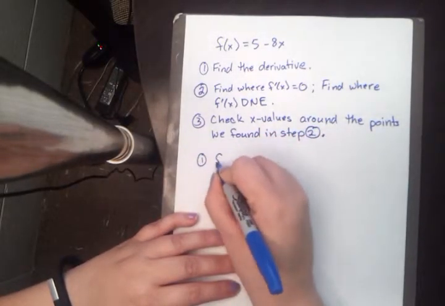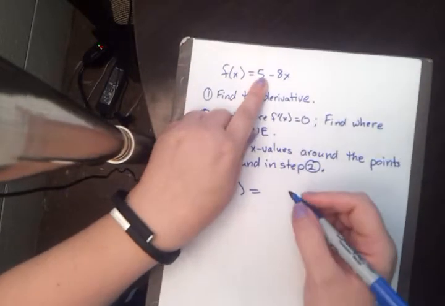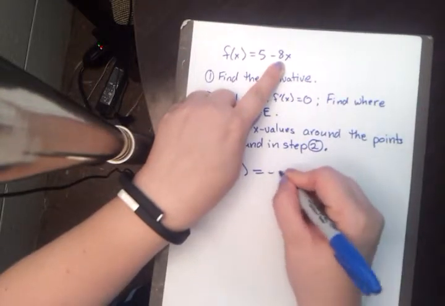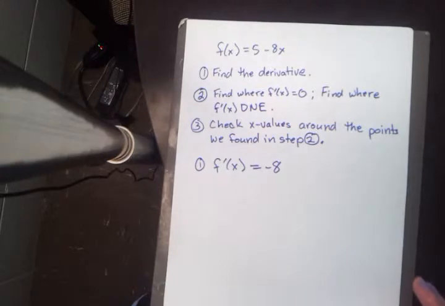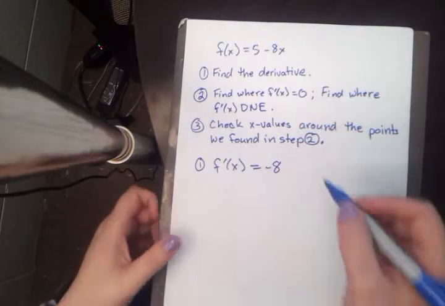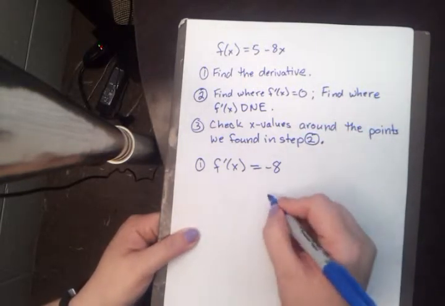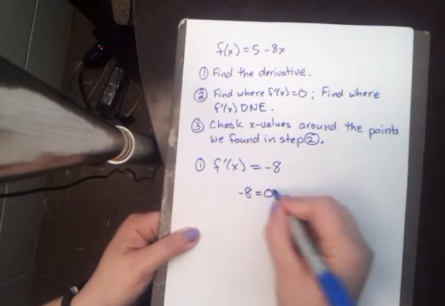So for our step 1, f prime of x equals, well, the 5 goes away, and then the derivative of negative 8x is just going to be negative 8, okay? And here's where, for the first question on the homework, they're being kind of tricky for you. So step 2 says, find where f prime of x equals 0. So I want to set f prime of x, which is negative 8, equal to 0.